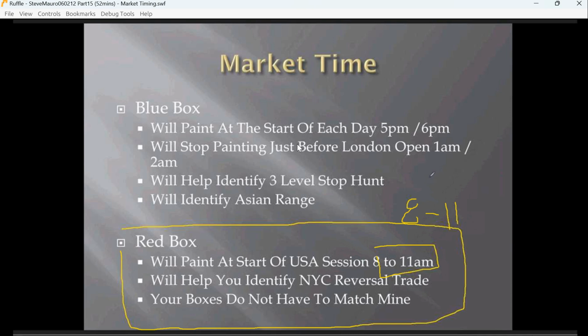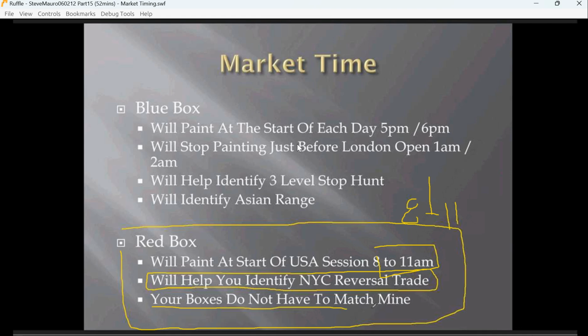Say, if 3 candles are inside the red box, it happens to be 9:45 on my chart. That's how it matches up. Just get used to what you're looking for. This helps you identify the New York reversal trade, gives you an idea that you're changing sessions.